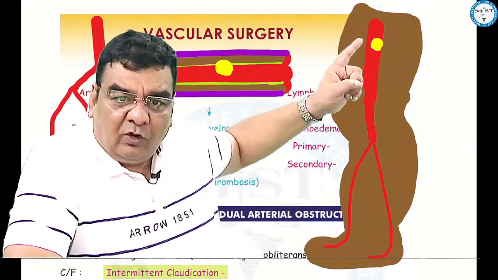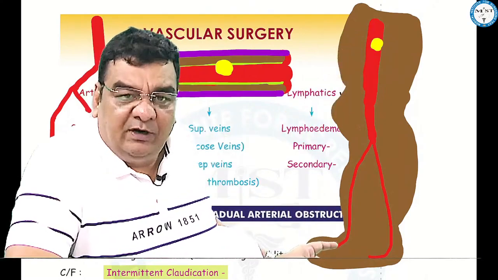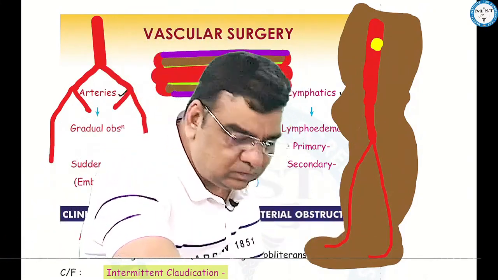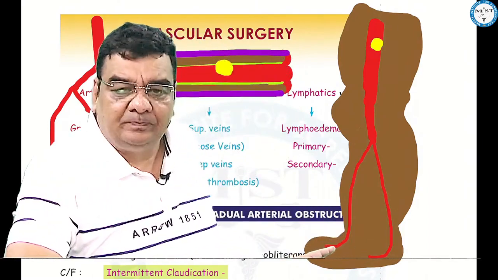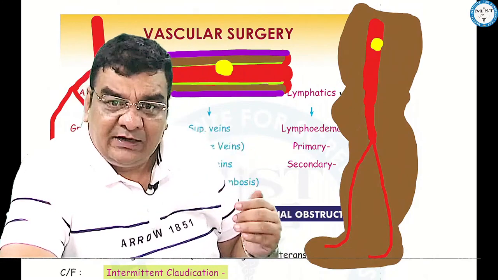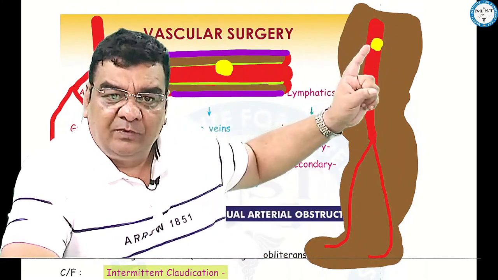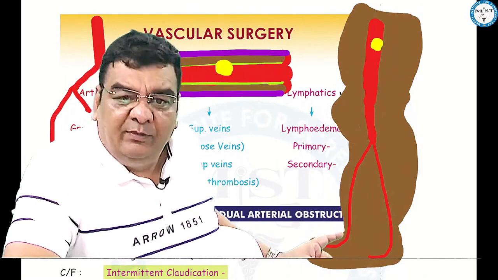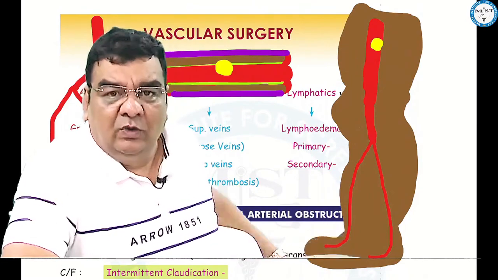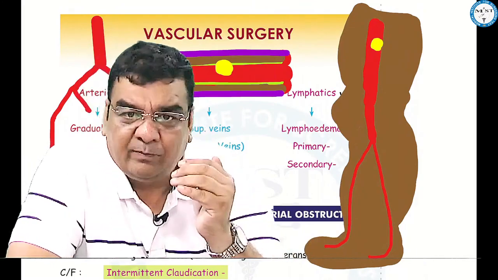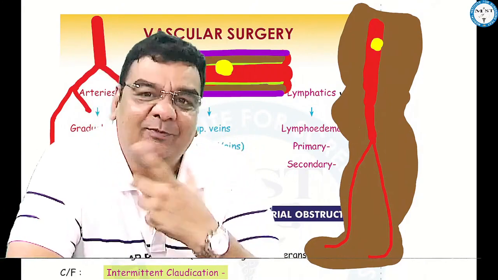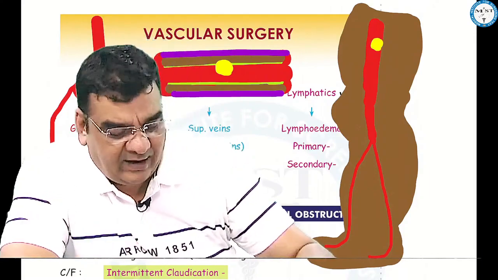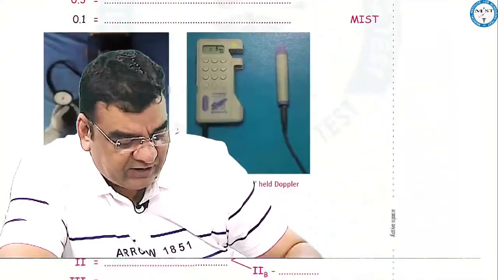If suppose there is more obstruction here, the pressure here may be around 60 or 50 millimeter of mercury. Now in this case also, the ratio is decreasing. If there is more obstruction, then the pressure here might be say 40 millimeter of mercury. With more obstruction, the pressure here might be 20 or 10 millimeter of mercury. So just by calculating the ratio of ankle pressure versus the brachial pressure, you can come to know the severity of obstruction. This is ABPI.